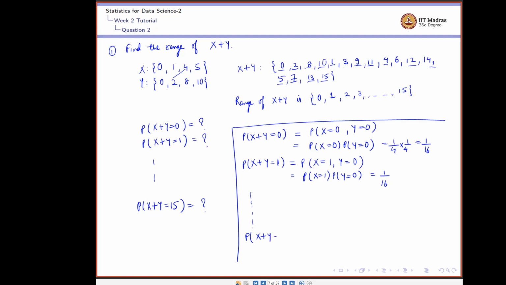You can solve similarly in the same manner. If you have to find probability x plus y equals 15, this is happening for the case x equals 5 and y equals 10. Since these are independent, we can write 1 by 4 times 1 by 4, that is 1 by 16. So for each of these pairs of values, we get the probability for x plus y equals 0 to 15 to be 1 by 16.